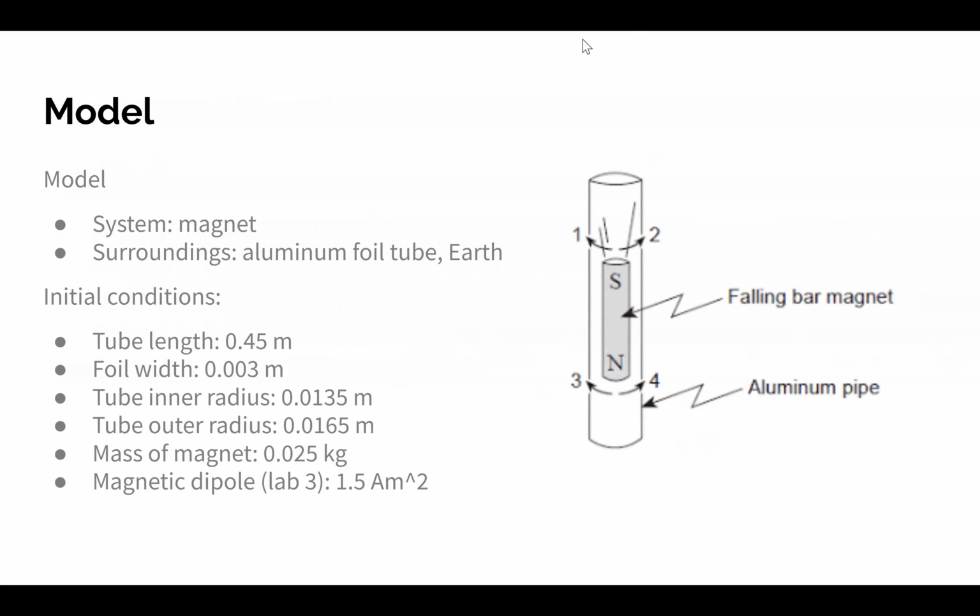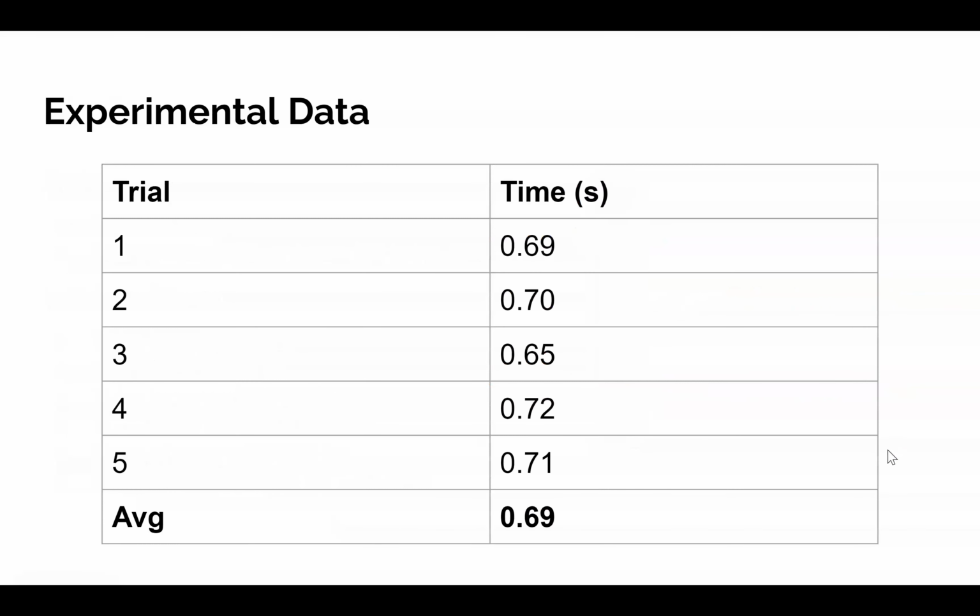So my model here is illustrated by this picture. The system is the magnet and the surroundings are the aluminum foil tube and the earth. I also have some initial conditions here, where I have the dimensions of the aluminum foil tube, the mass of the magnet, and the magnetic dipole of the magnet that I calculated from Lab 3, I think it was. And so here is my actual experimental data.